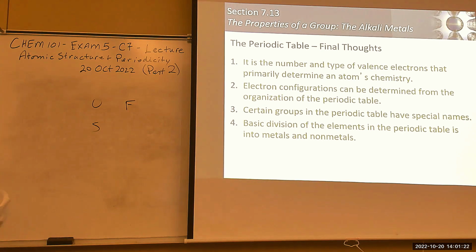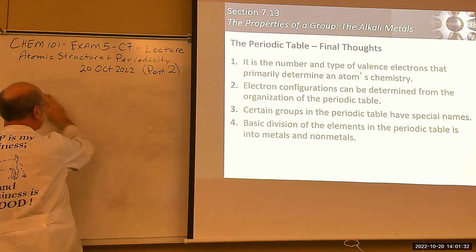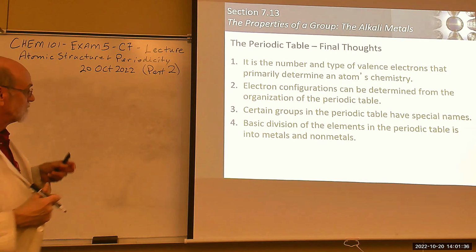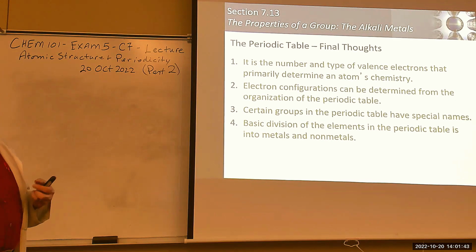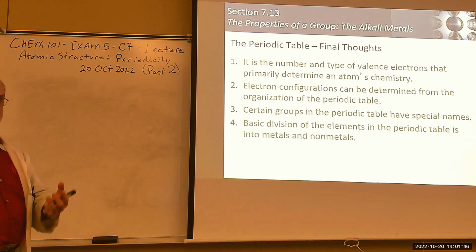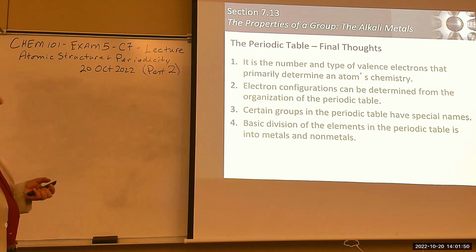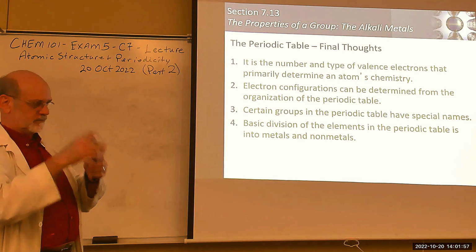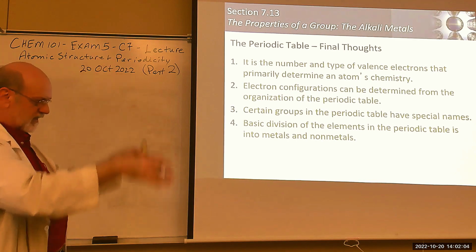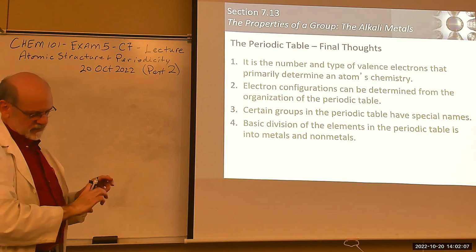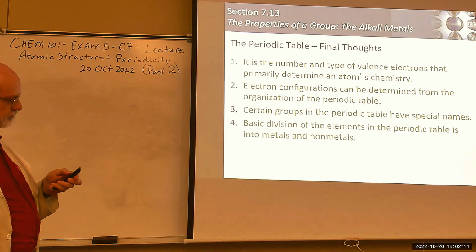Final thoughts. That must mean we're close to the end. Yeah, last slide. We won't have to spend a lot of time on this, just a reminder. The number and type of valence electrons primarily determine the atom's chemistry. Those electrons in the outermost shell, that's where the chemistry happens. Electron configurations can be determined from the organization of the periodic table. We know which regions are filling which orbitals: the first two columns are s orbitals, the right six are p orbitals, the middle transition elements are d orbitals, and the lanthanides and actinides are f orbitals.